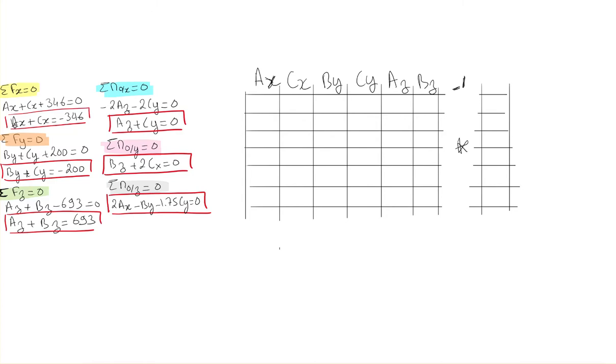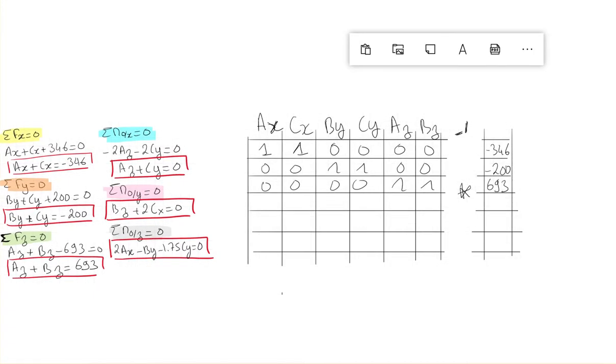So this first equation: AX is 1, CX is 1, everything else is 0, and -346. Then 0, 0, 1, 1, 0, 0, and -200. This one 0, 0, 0, 0, 1, 1, and 693. Here I will zoom. Okay, now the equations of moment.